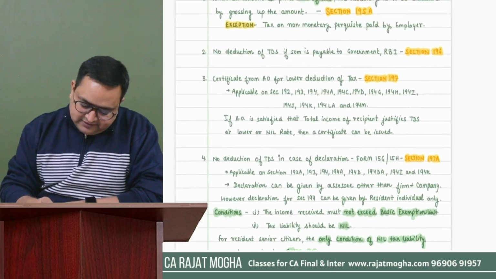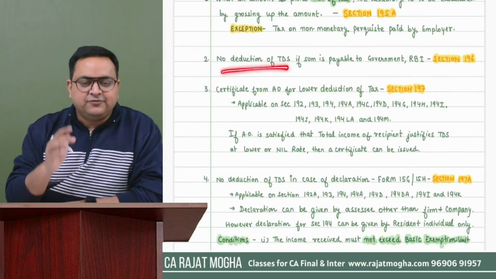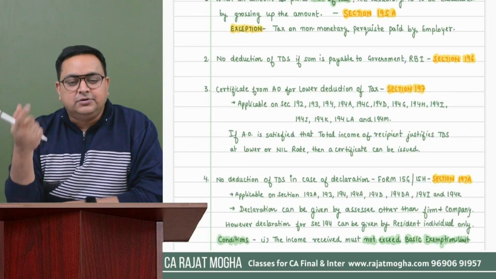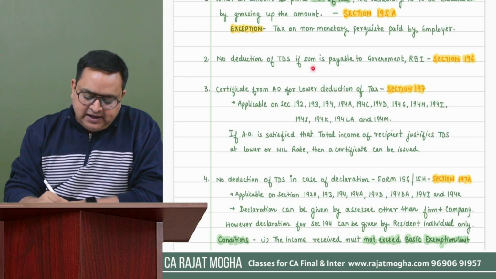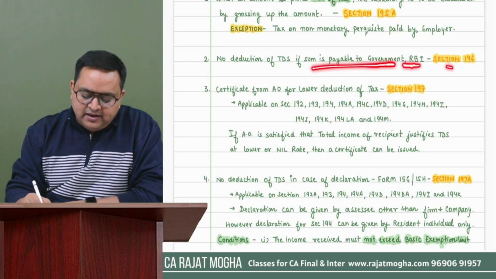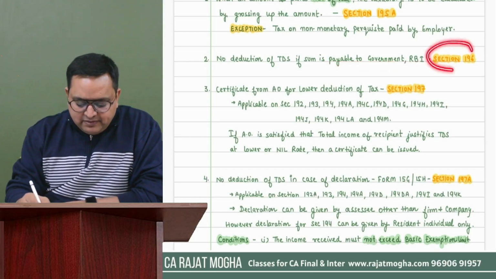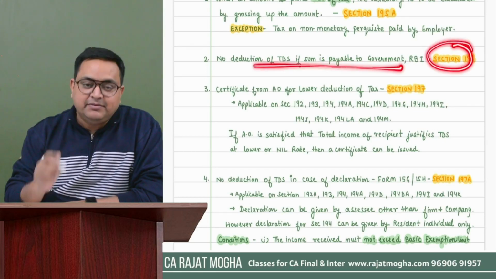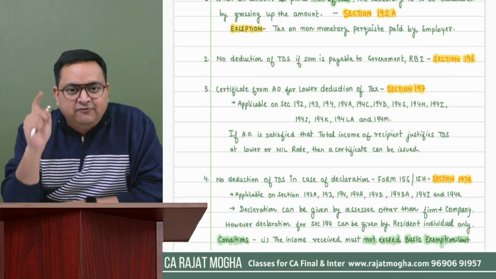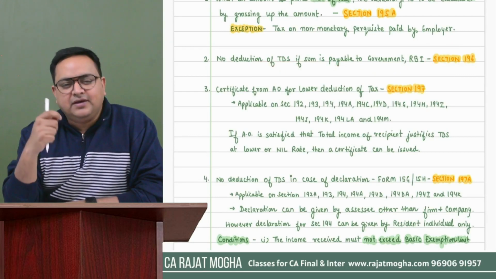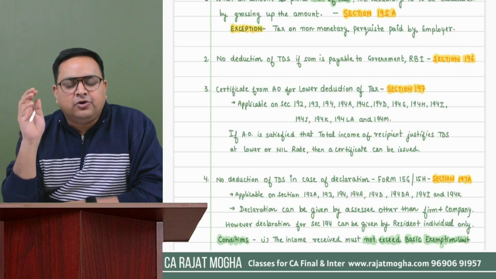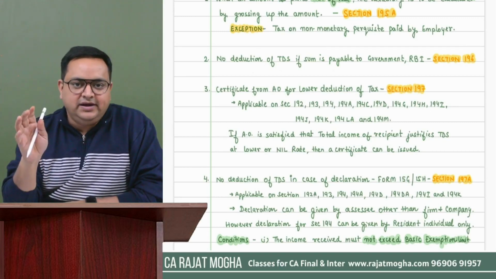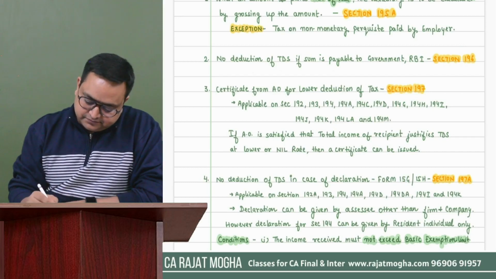What else? This we have already discussed. If you are paying any amount to government or to RBI, then there would be no TDS. So whenever you pay any sum to government or to RBI, there would be no TDS. No need to remember the section number, but please remember that the examiner will confuse you, saying there is an assessee who is paying the amount to the central government or to RBI. Please do not deduct TDS in that case, right?